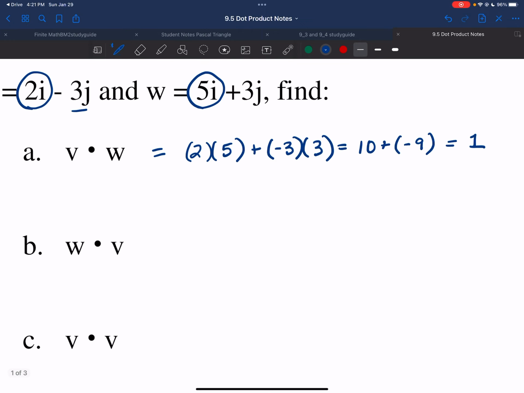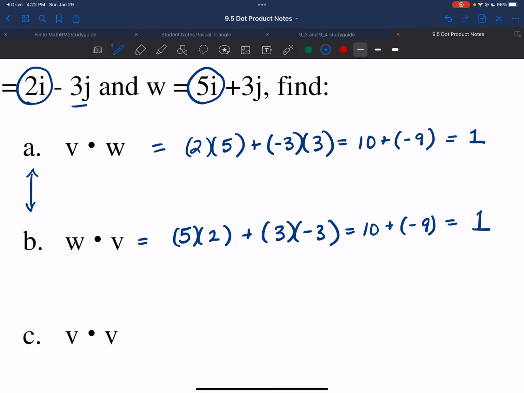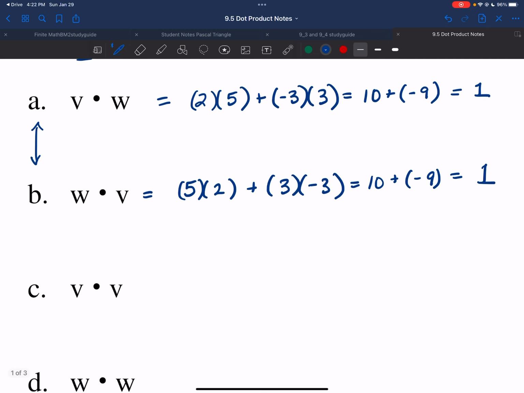Now w dot v, I'm sure you can imagine we're just changing the order of these, so it shouldn't really matter all that much, but let's go ahead and go through it. We have 5 times 2 plus 3 times negative 3. Again, we're left with 10 plus a negative 9, and that gives us 1. So what we realize is that the commutative property is good, right? Forwards or backwards, we're going to get the same answer.